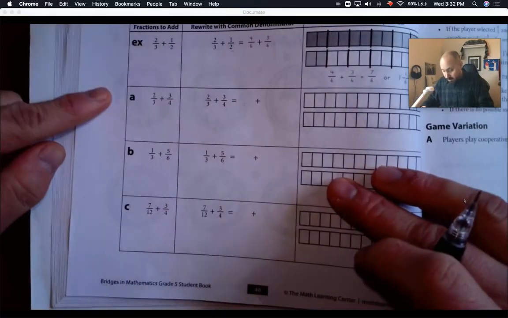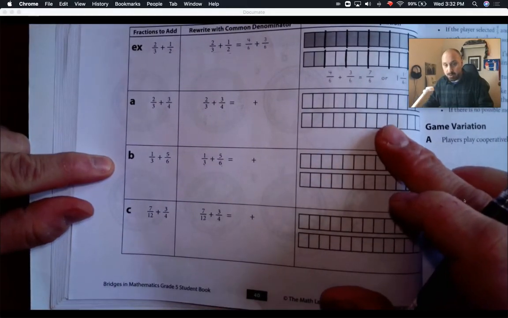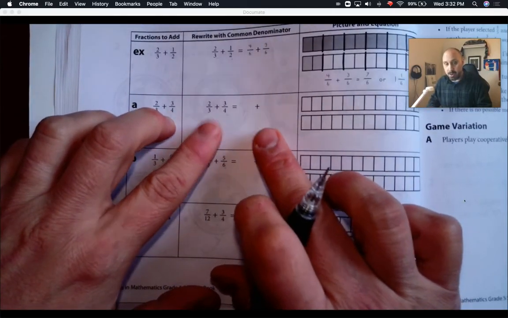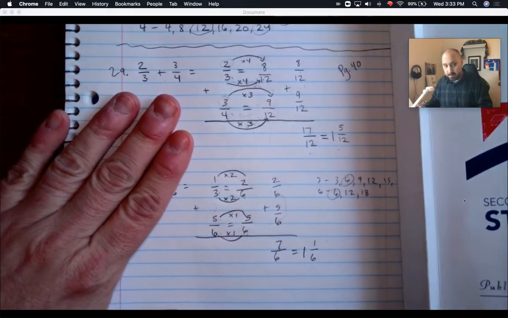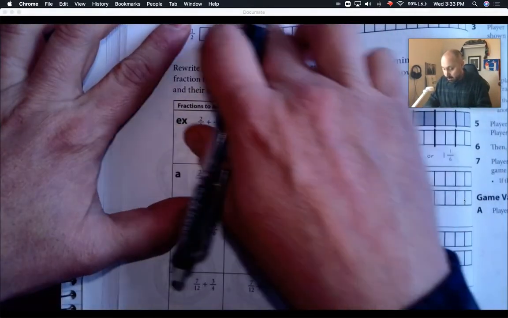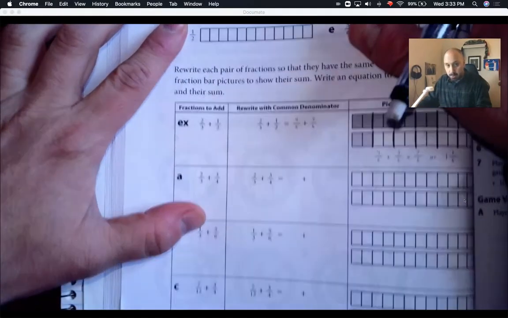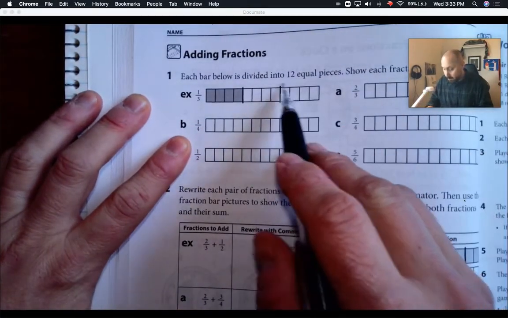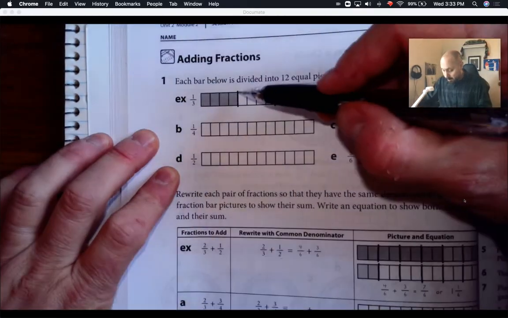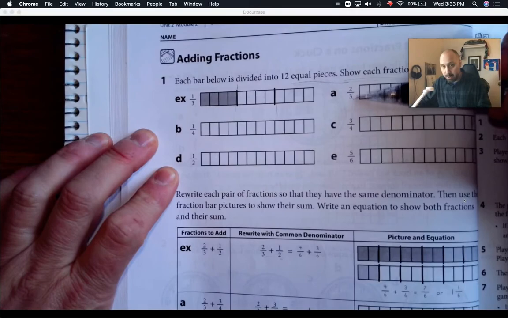So that is from 2A and 2B. And then you can draw just like we've done before. You can do the same thing over here, but write your equations over here for 2A and 2B, which is what we did here. And then number 1 is: each bar below is divided into 12 equal pieces. Show each fraction on the fraction bar. So you're going to split them into the amount on the denominator.